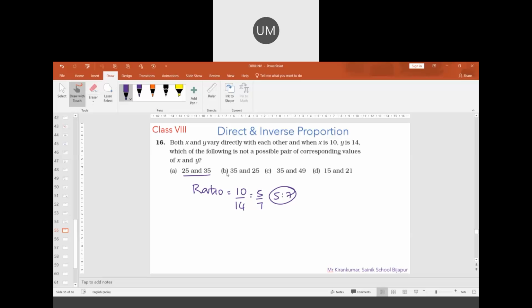It is maintained. In this option it is 7 is to 5. This is 5 is to 7. In this, 5 is to 7, it is maintained. In this, it is divisible by 3. 5 is to 7. So only in this option it's not possible. 7 is to 5 is there, sir. So option number B is the right answer.